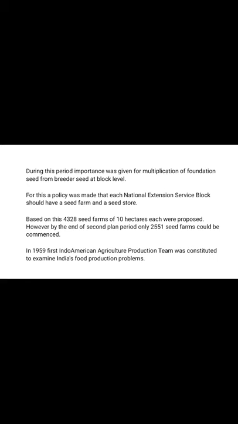During this period, importance was given to multiplication of foundation seed from breeder seed at block level. For this, a policy was made that each National Extension Service block should have a seed farm and seed store. Based on this, 4,328 seed farms of 10 hectares each were proposed. By the end of the second plan period, only 2,551 seed farms could be commenced.